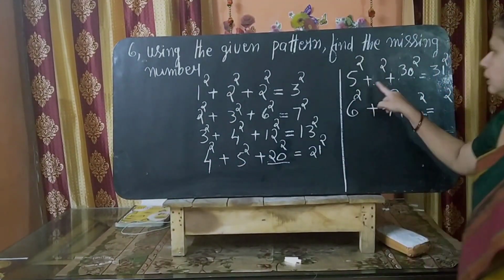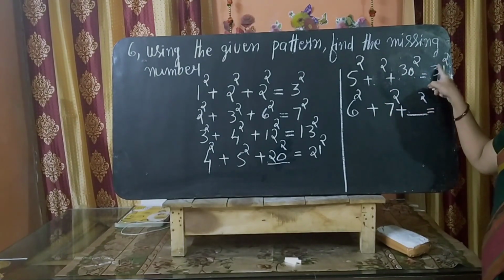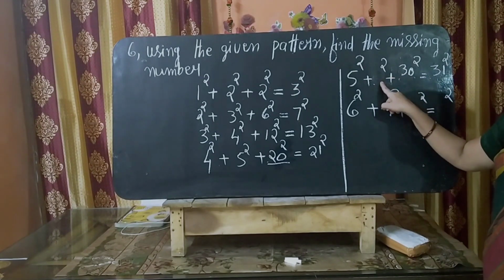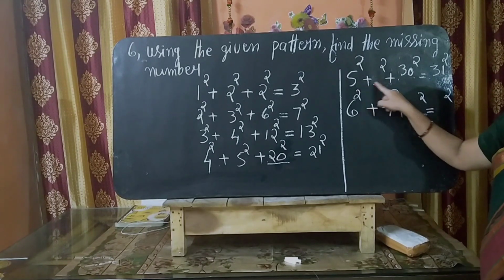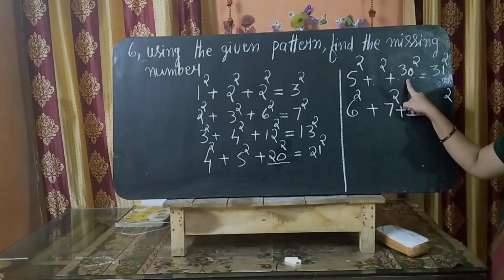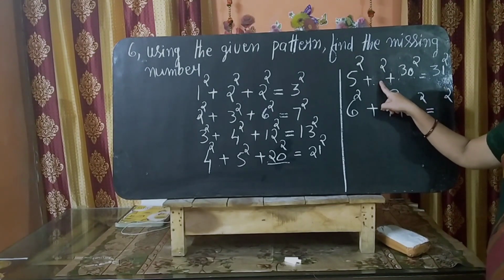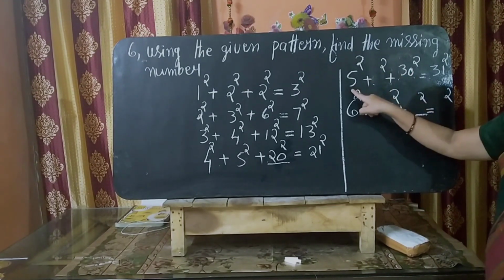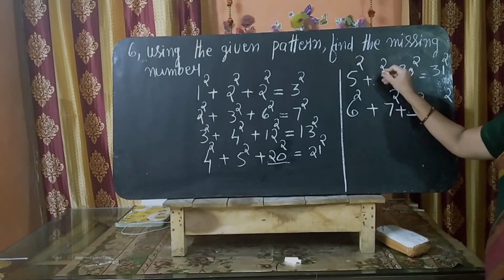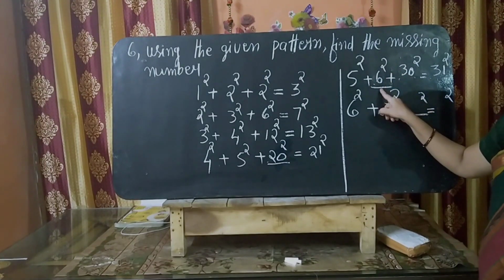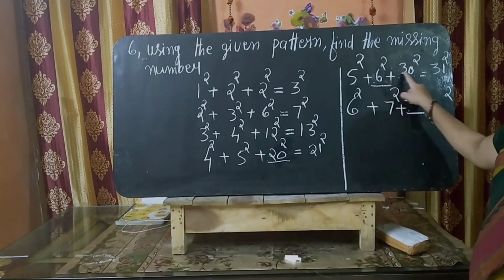Similarly here, 5 square plus dot square plus 30 square is equal to 31 square. Here this term is missing. We know that when these two bases are multiplied, we will get this term. So we can divide 30 by 5. 30 by 5 is 6. So this missing term is 6. Here 6 fives are 30.